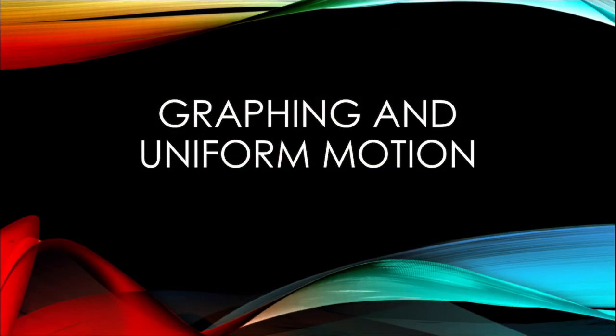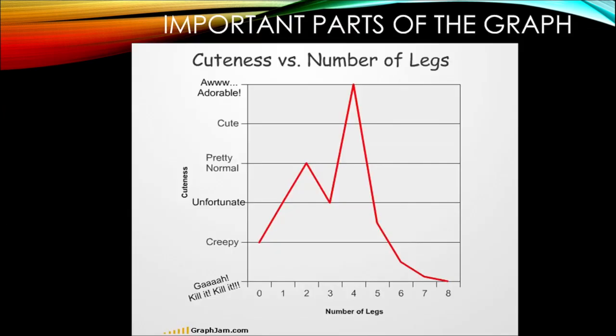And welcome to Physics 11 Kinematics Lesson 3, Graphing and Uniform Motion. Before we start talking about uniform motion, we need to talk about some graphs. Every graph you have has three key parts that you must include.